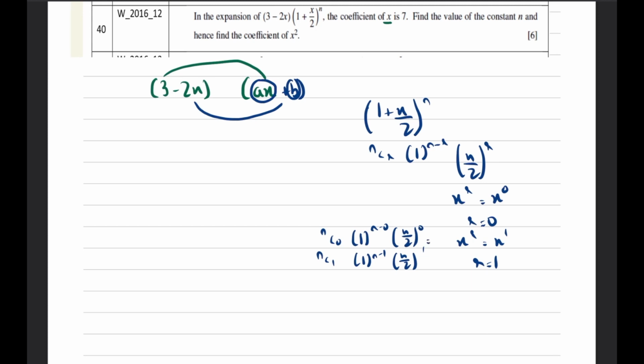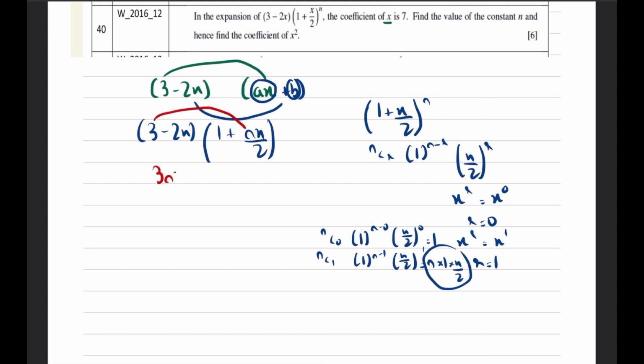Do you get this? So nC0 is what? 1. 1 raised to anything is 1 and anything raised to power 0 is 1. nC1 is n into 1 into x upon 2. So that's nx upon 2. So 3 minus 2x is multiplied by 1 plus nx upon 2. Now I know that the coefficient of x is 7. So this multiplied with this: 3nx upon 2 minus 2x is equal to 7x. 3nx upon 2 is equal to 9x. x cancels, this and this cancel out. n is equal to 6.